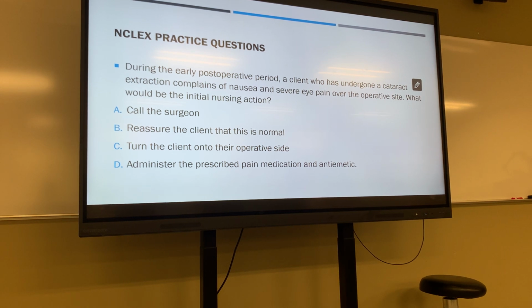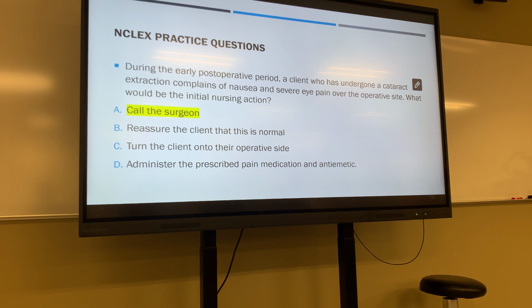Okay, I hear A. How about B? Reassure the client that this is normal. Is acute pain after cataract surgery normal? No. So we can eliminate that, right? So now we're down to A and D. Initial nursing action, another priority. So they've undergone cataract surgery, they have nausea and severe eye pain. You're going to notify the surgeon first.